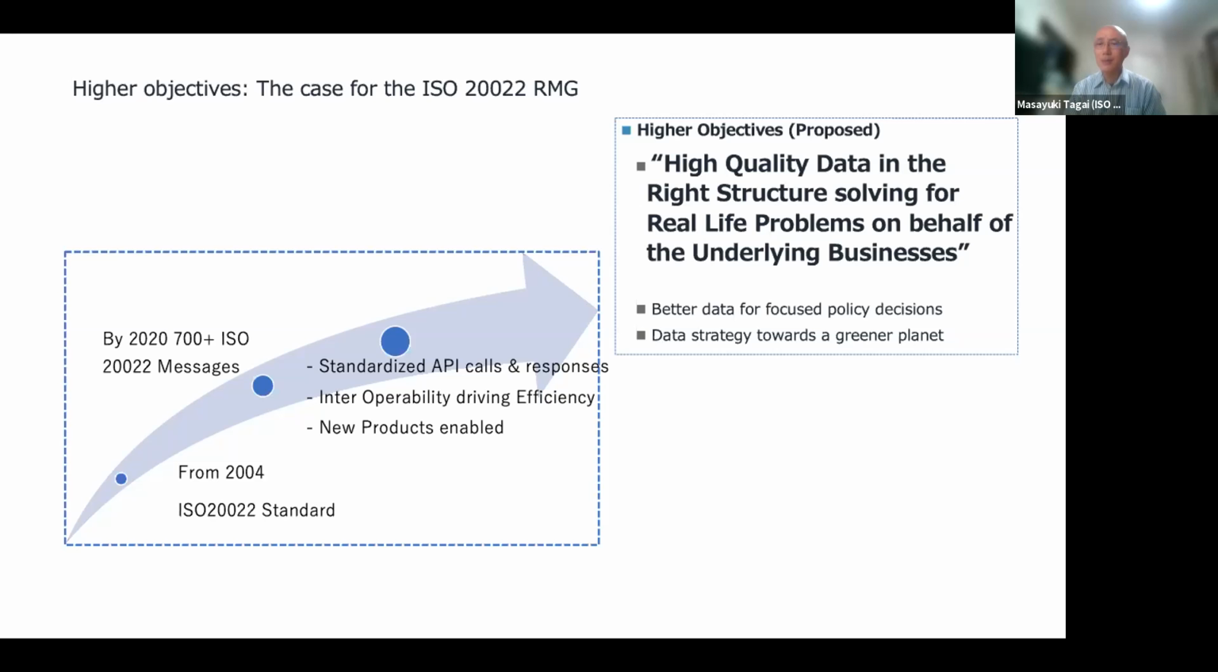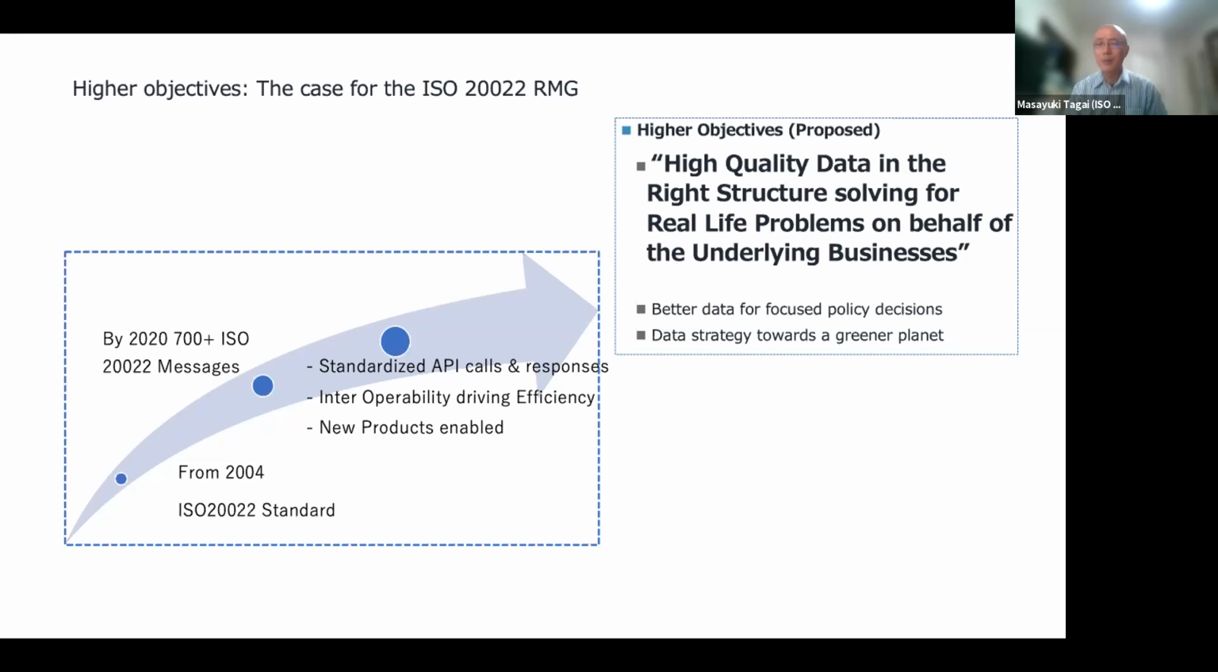I thought I'd ask all the members of the RMG about what they see for the opportunities and how we should go forward, and how to make ISO 20022 a standard that is globally applicable, rather than people trying to adapt to something that was developed in Europe 15 years ago. And so we're talking about many things. We're talking about standardized API calls and resources. We're talking about interoperability. And the key message is that ISO 20022 is the beginning.